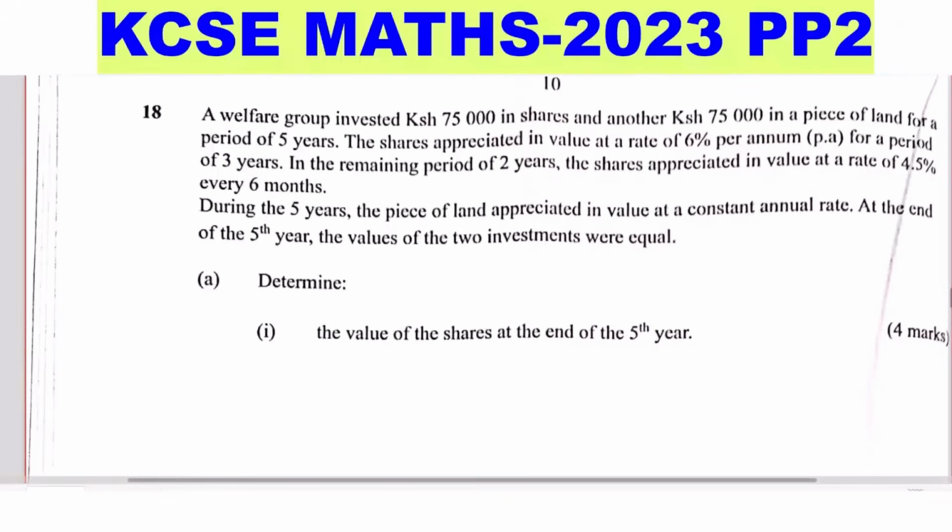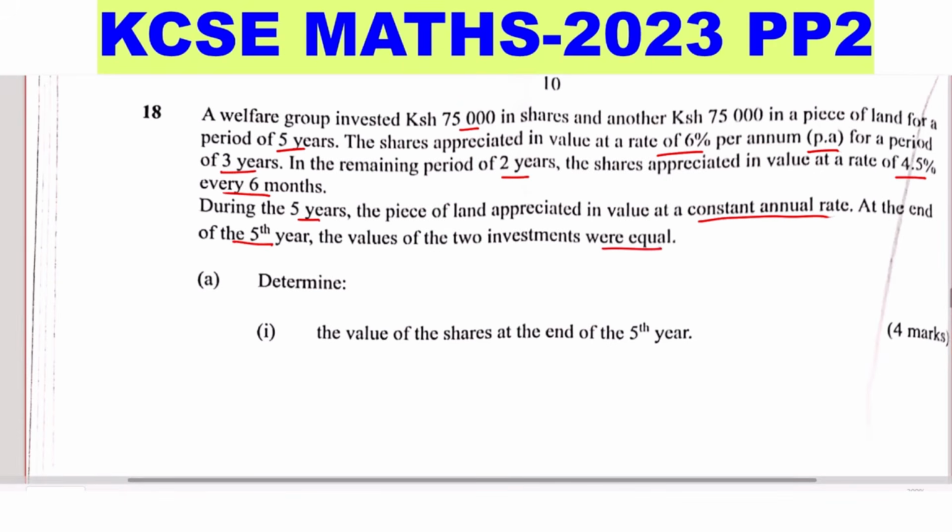Question 18. A welfare group invested 75,000 shillings in shares and another 75,000 shillings in a piece of land for a period of 5 years. The shares appreciated in value at the rate of 6% per annum for a period of 3 years. In the remaining period of 2 years, the shares appreciated in value at the rate of 4.5% every 6 months. During the 5 years, the piece of land appreciated in value at a constant annual rate. At the end of the 5th year, the values of the 2 investments are equal.